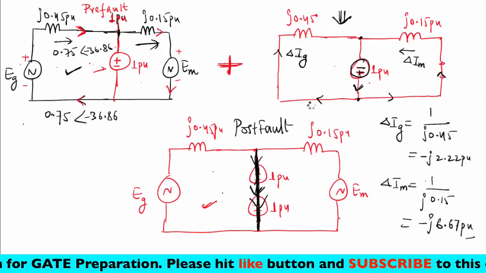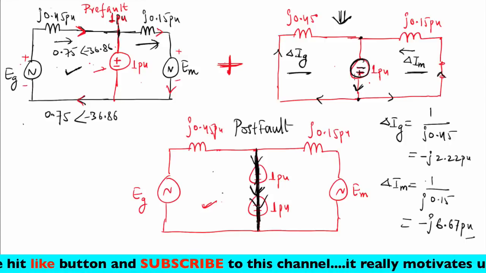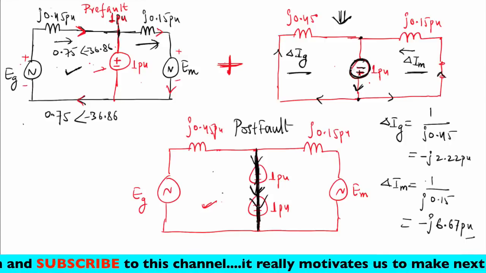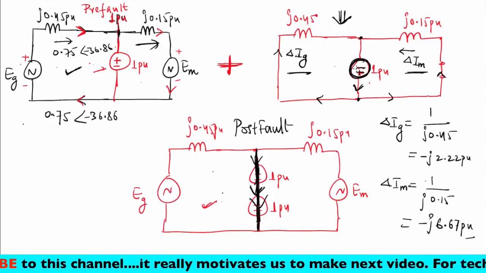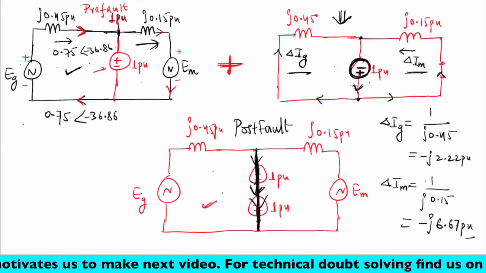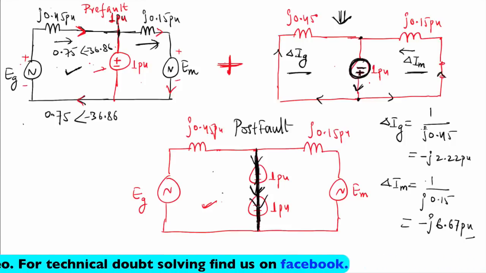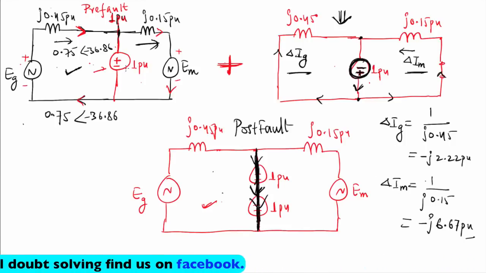So see, within a fraction of a second I can easily find del Ig and del Im. Why? Because I know the voltage across this bus. I only have to attach that voltage with opposite polarity, right? So the current will flow opposite, that is what is happening here. Once I have del Ig and del Im, then I can easily say what is the current flowing in the generator.